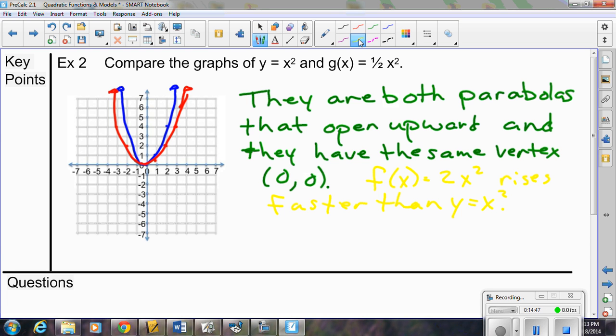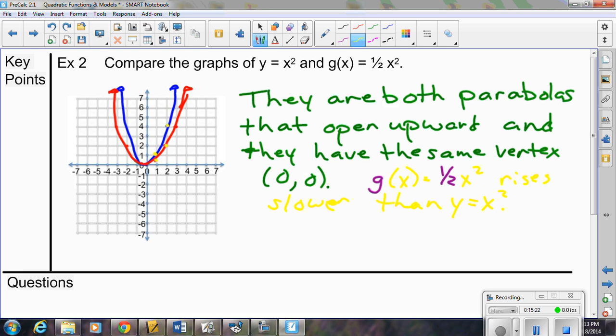Now we need to change this so that instead of having f and 2, I'll switch it to purple. We have g(x), which is 1/2 x². Is it still rising faster than y = x²? Not on this one. Instead of being at a height of 1, it's at a height of 2. Instead of being at 4, it's half as tall, for a height of 2. So this is one that's actually rising slower.